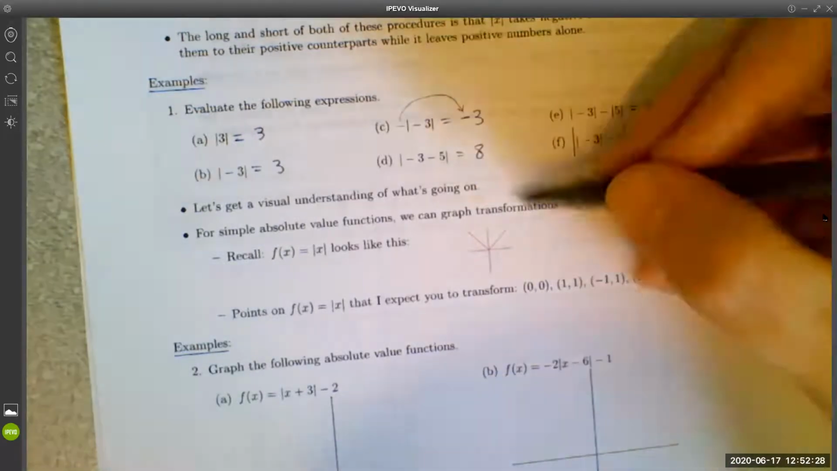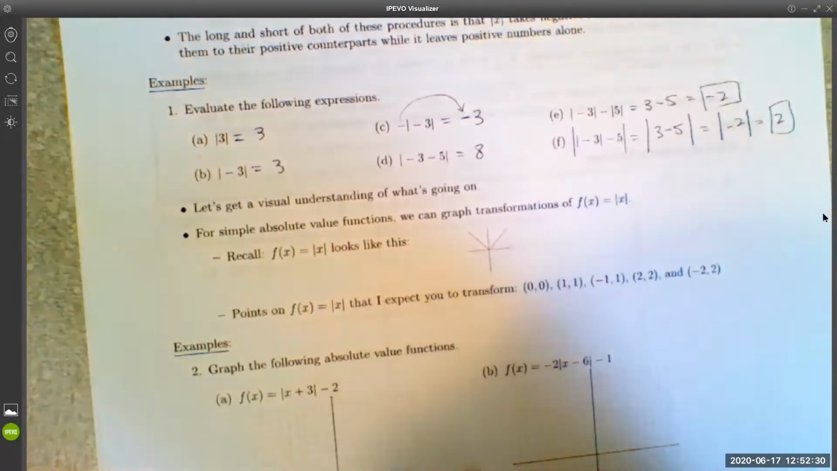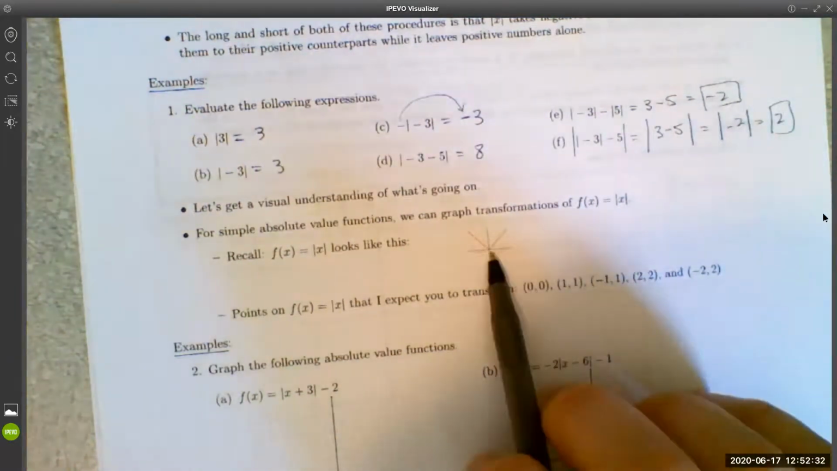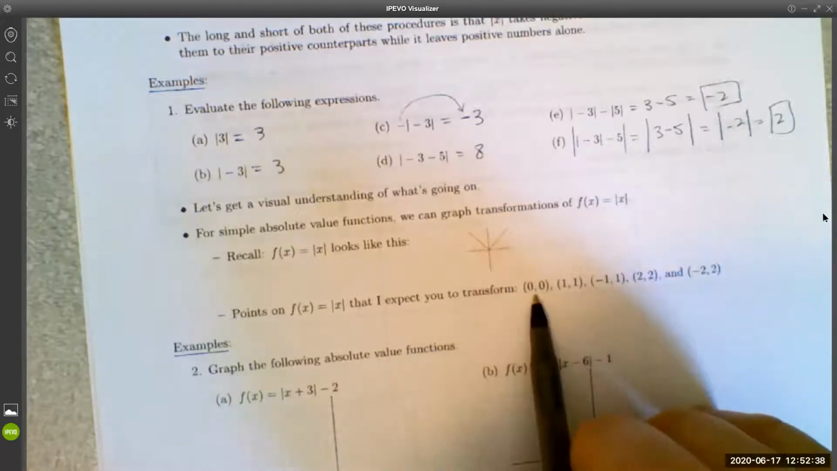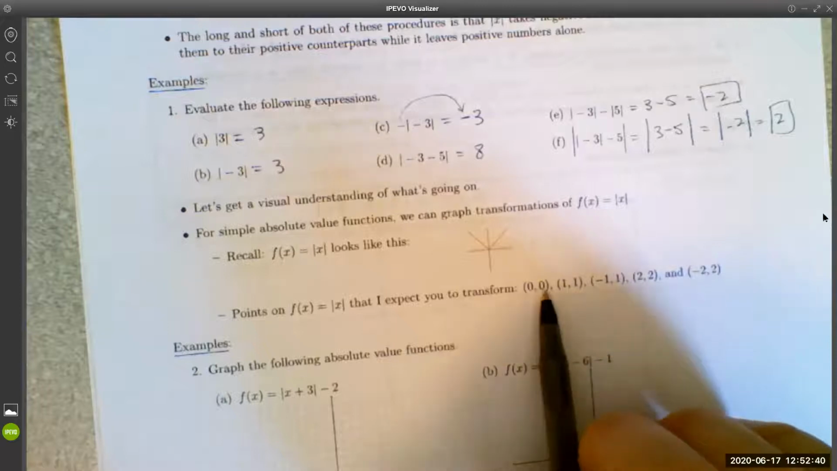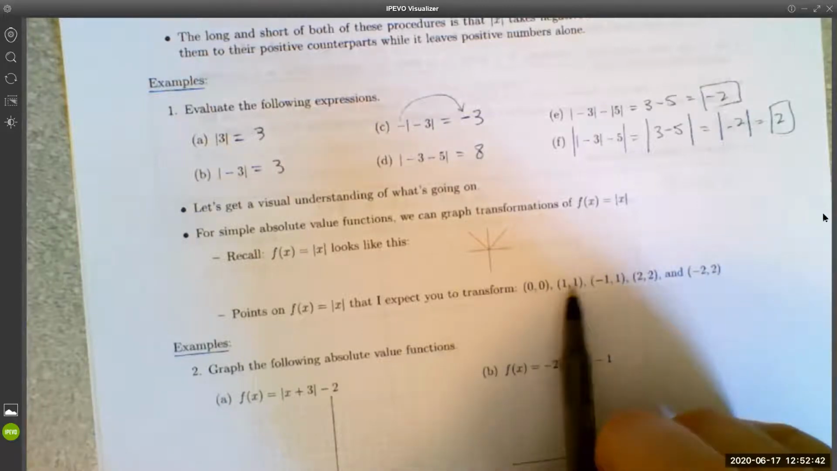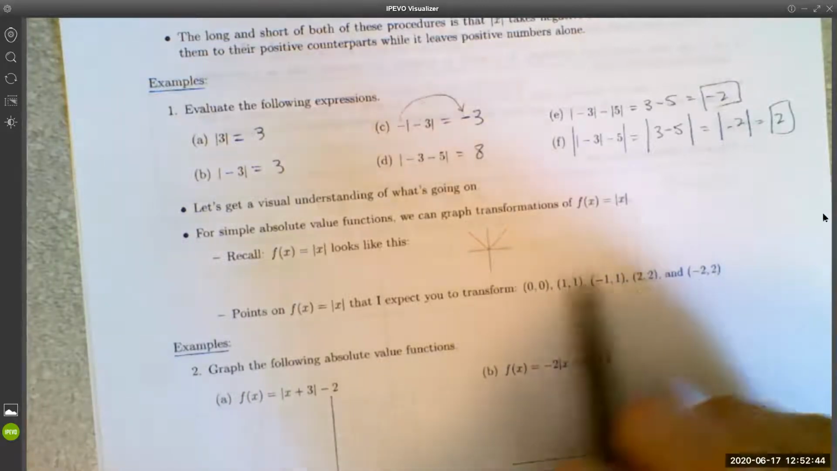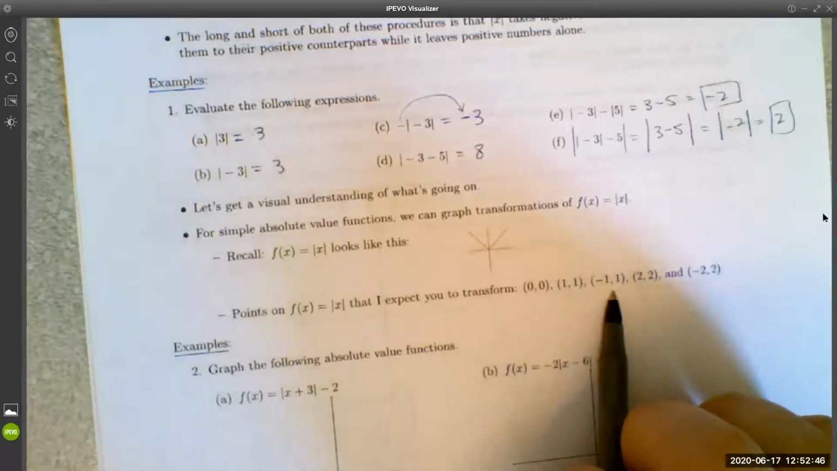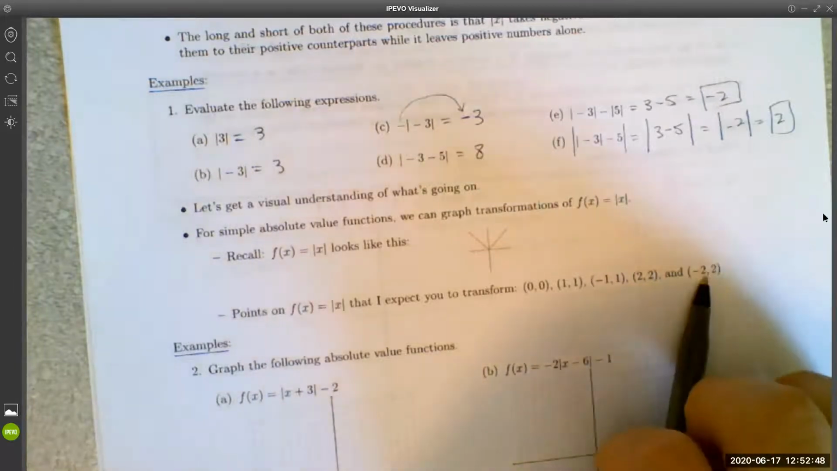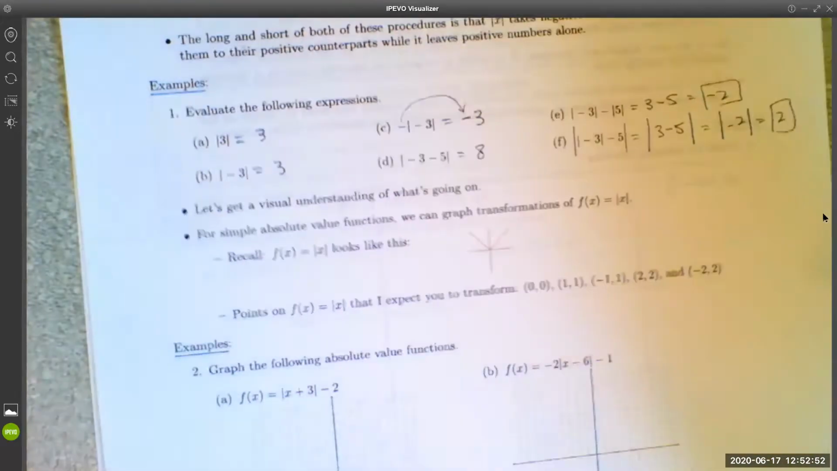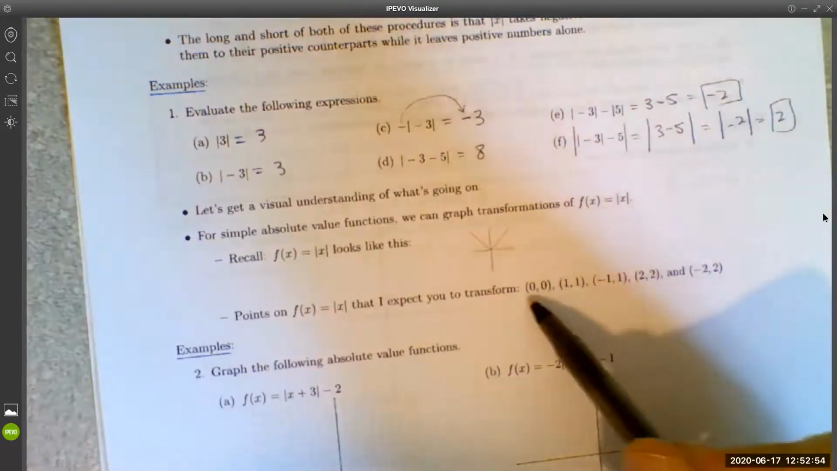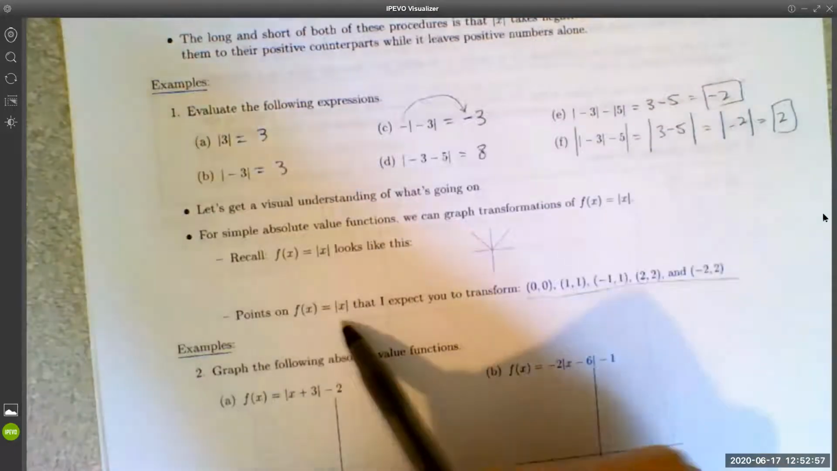But the points that I want you to transform are these. So definitely (0, 0), right? (0, 0) is a special one. It's the vertex of the thing. So that's going to be a very important point. But then in addition to that, I want you to plot a couple points to the right, so (1, 1) and (2, 2), and a couple points to the left, so (-1, 1) and (-2, 2). But of course, these points are going to have to be transformed so that they match the function, right? These are the points that are on the graph of f(x) = |x|.